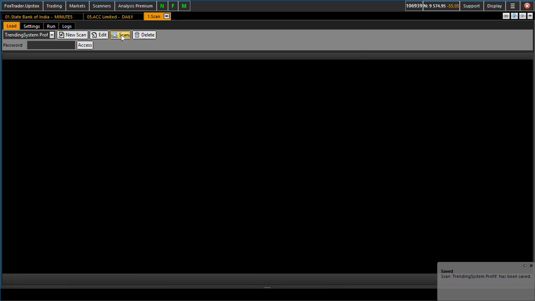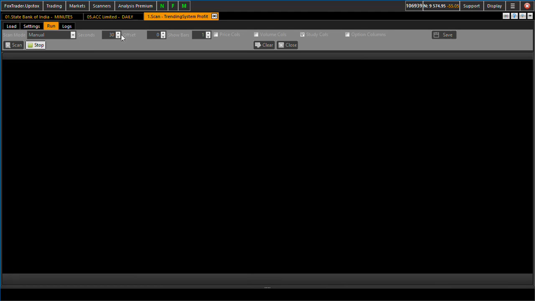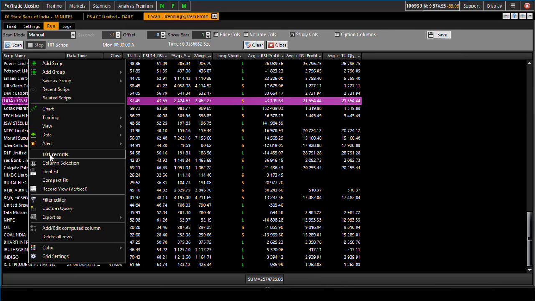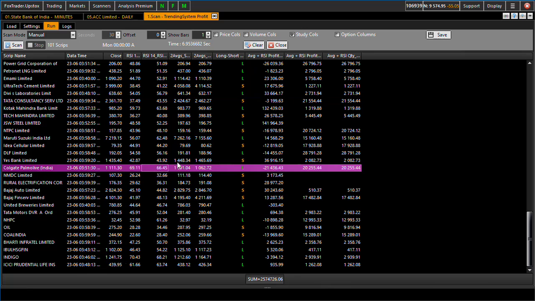The first scan that you will do will actually try to fetch the historical data for all the scripts in the group that you have chosen in the scan. So it will take a little time. It's still running. Okay, so I have the report here. So it ran on 100 stocks. Okay, so 101, it may have one index of Nifty 50 as well.